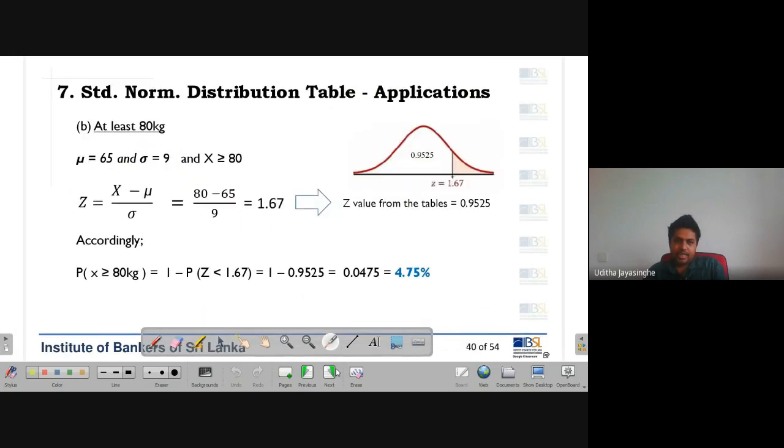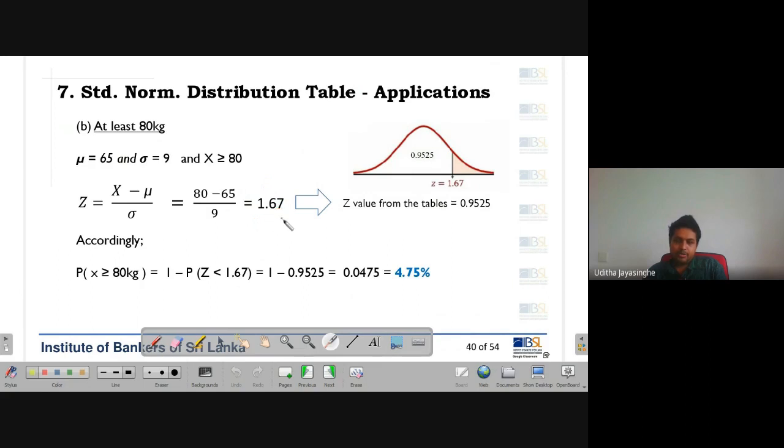The next question. At least 80 grams. At least means it should be more than 80 grams. Isn't it? More than 80 grams. Same principle. You apply the Z value first. 80 is your value of interest. Minus mu 65 grams divided by standard deviation of 9. And now we've got a positive Z value of 1.67.